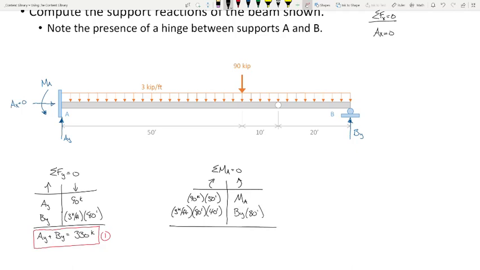All right? So y'all help me out. On this side, I've got MA plus BY times 80 feet. And on this side, I've got 90 times 50. What is that, 4,500? What is that, 240 times 40? Was that 9,600? Did I do that right? 9,600?